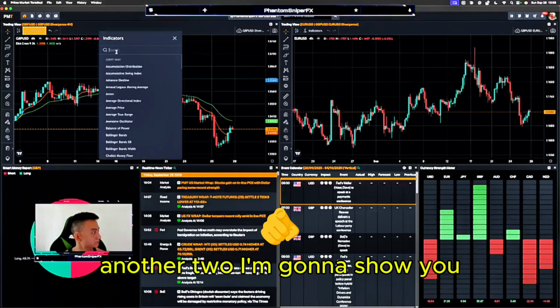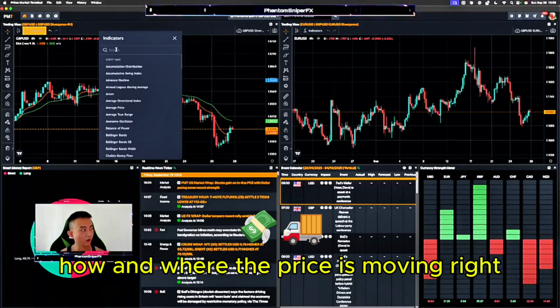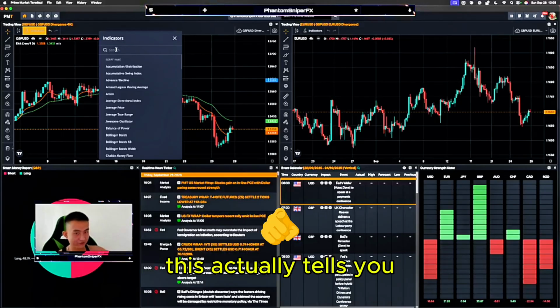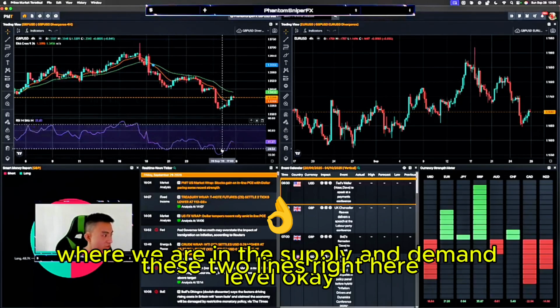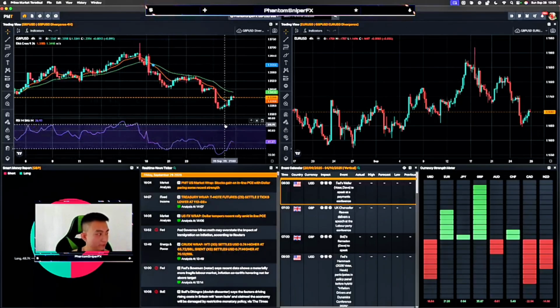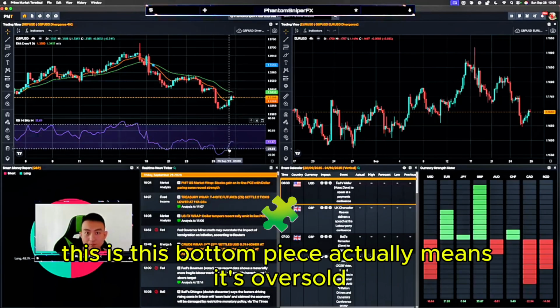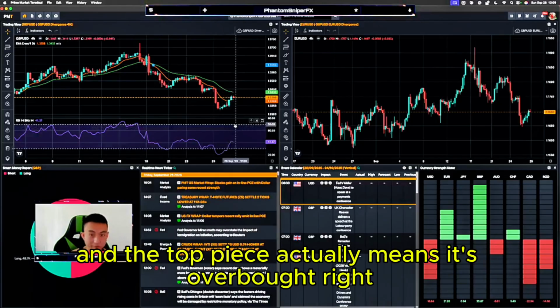Another tool I'm going to show you. Now, all these things right here I'm telling you are to help you pinpoint how and where the price is moving, right? So like I said earlier, when it comes to supply and demand, this actually tells you where we are in the supply and demand level. These two lines right here, I don't know if you know much about the RSIs. Now, if you are a beginner trader, I suggest you learn how to use these tools, because this bottom piece actually means it's oversold, and the top piece actually means it's overbought, right?